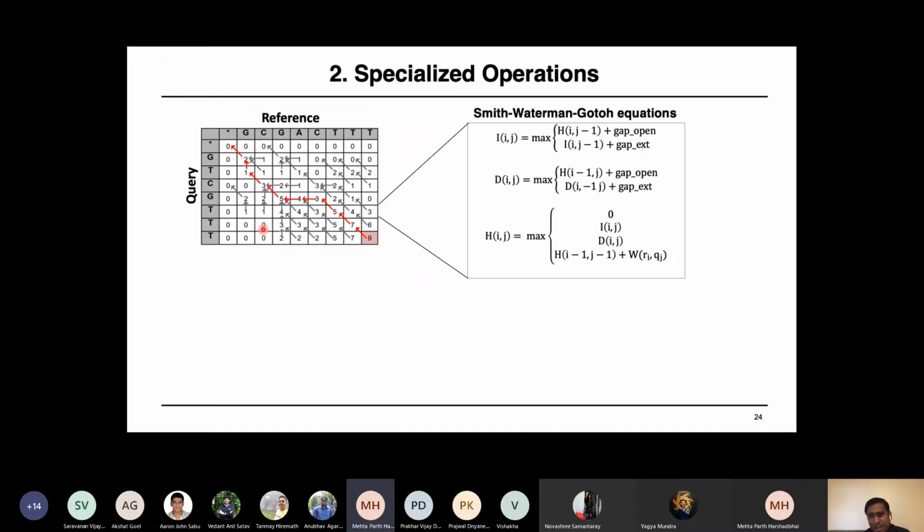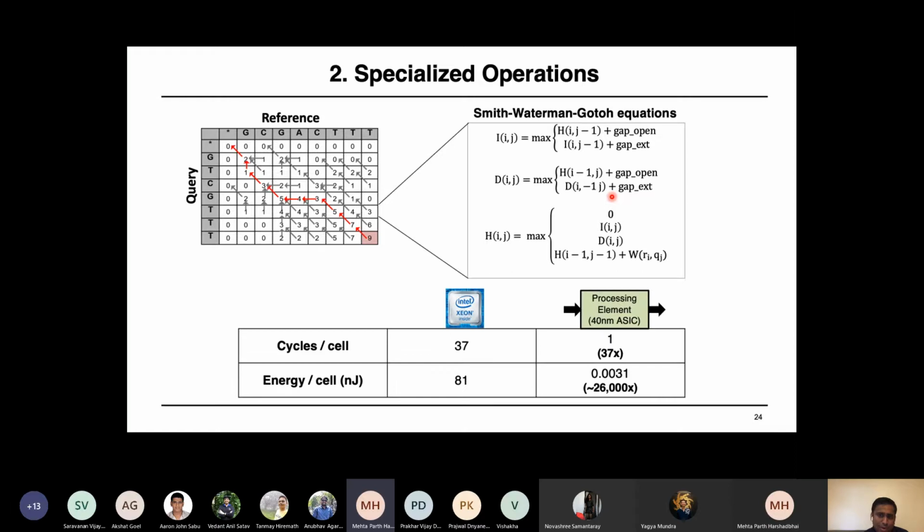So the first step that we did for acceleration in GACT is to implement specialized operations, which means that GACT was required to compute a large number of matrices like this, using dynamic programming equations, which are known as Smith-Waterman-Goto equations, as I'm showing here. But when you implement these equations on a modern CPU, what you typically find is that computing these equations for a single cell would require about 37 cycles and 81 nanojoules of energy.